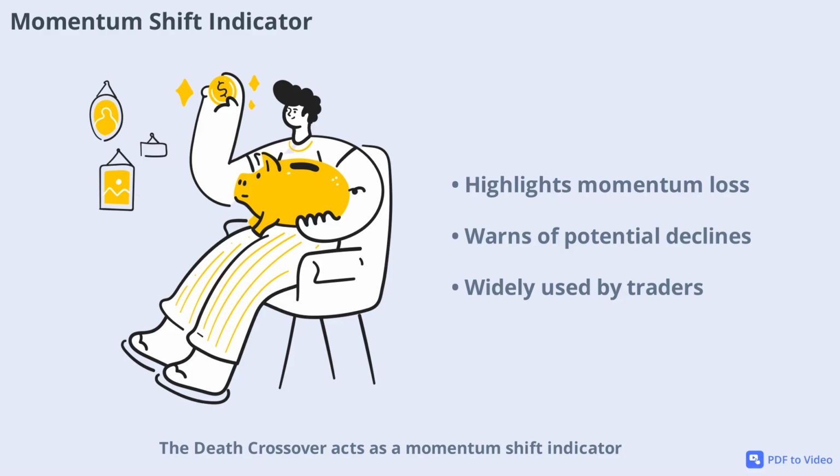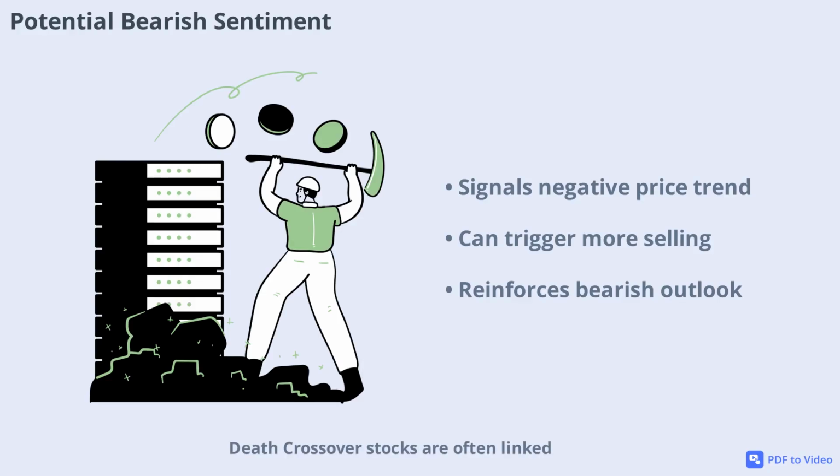The death crossover acts as a momentum shift indicator. When the short-term average crosses below the long-term, it's a clear sign that the stock's upward momentum is fading. This indicator is widely used by traders to spot when a stock is losing strength and may be at risk of further declines. Death crossover stocks are often linked to bearish sentiment in the market. When traders see this pattern, they interpret it as a sign that the stock's price trend is turning negative. This can lead to increased selling and a self-fulfilling prophecy where the bearish outlook drives prices even lower.